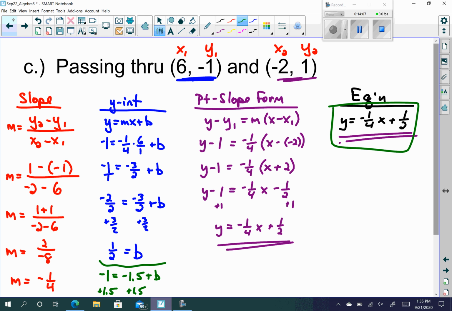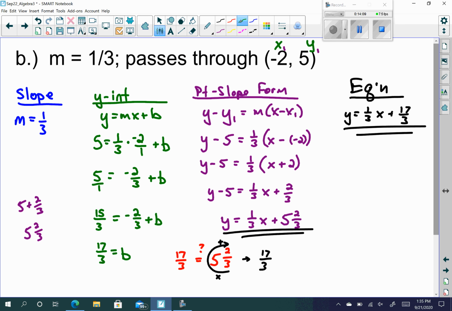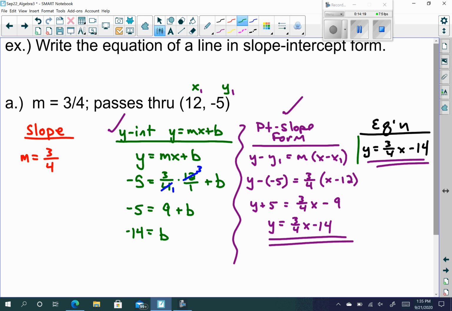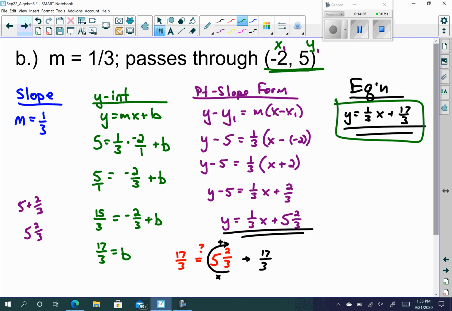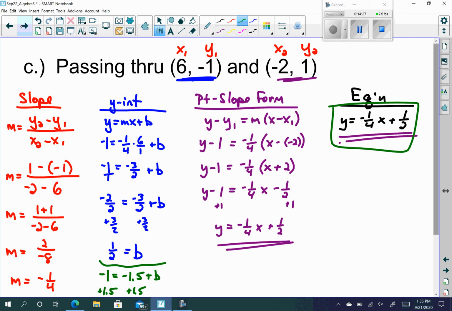So when we go back to these others, all you have to do is graph this line, plot this point. Make sure that this line goes through this point. If it does, you have the right equation. Same thing here. Graph this line, plot this point. That line should go through that point, and that's an excellent way to check if you have the correct equation.